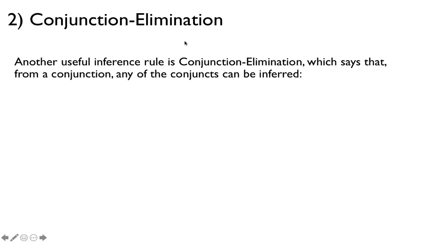The second rule is Conjunction-Elimination. In fact, the first few rules are all about elimination. So we try to eliminate a certain connective, and this says that given a conjunction, any of the conjuncts can be inferred. Symbolically, this says that if you know A and B, then you can infer A. If you know A and B, you can also infer B. Again, the name here is very helpful. Conjunction elimination means that I can eliminate the conjunction and infer A. I can eliminate the conjunction and infer B.